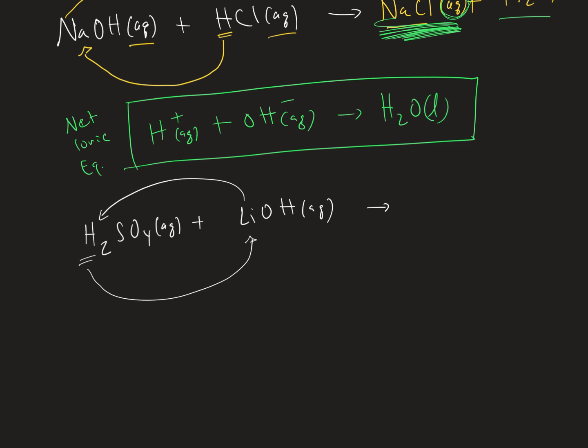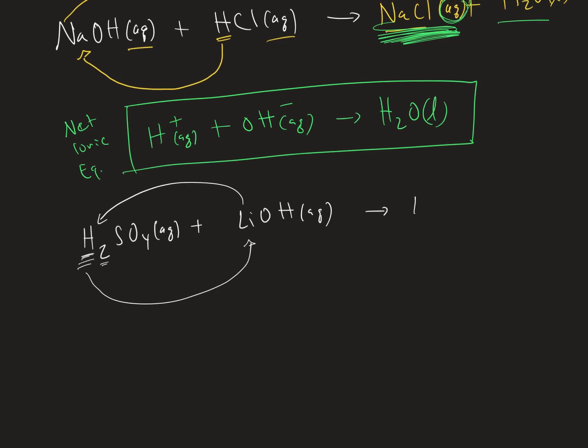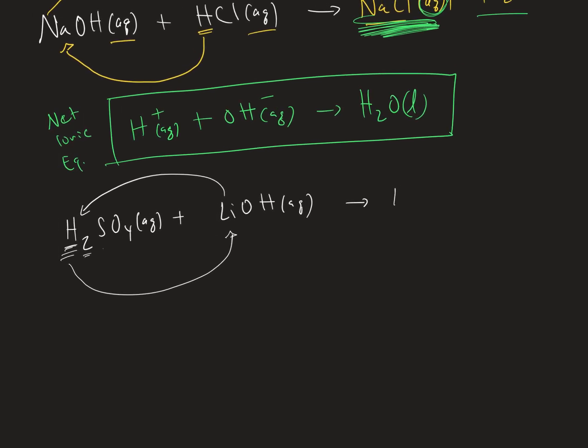What did you say? H3O? Are we going to get H3O, guys? Great question. We will not. Why is this 2 right here? Because it's hooked up with sulfate, which has a 2 minus charge. We cross the charge, and that's why there's a 2 right there.